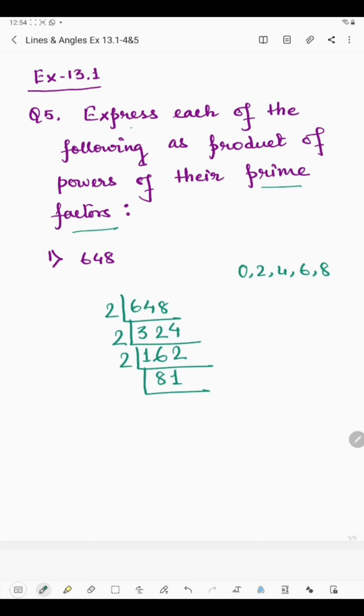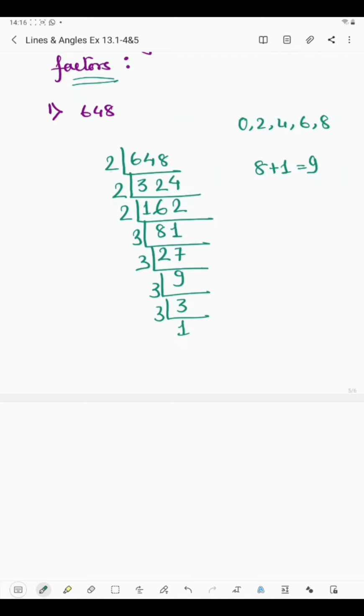Now see, the last digit is an odd number, so it won't be further divisible by 2. And we know that if the sum of the digits comes in 3's table, then it will be divisible by 3. So since 8 plus 1 is 9, 9 is divisible by 3. So 3 2s are 6, 3 7s are 21, 3 9s are 27, 3 3s are 9 and 3 1s are 3. So here we have got 3 2s and 4 3s. Okay. So 648 is equal to 2 into 2 into 2 into 3 into 3 into 3 into 3.